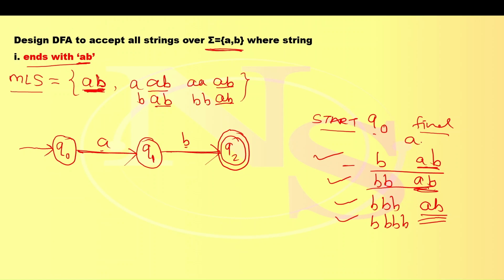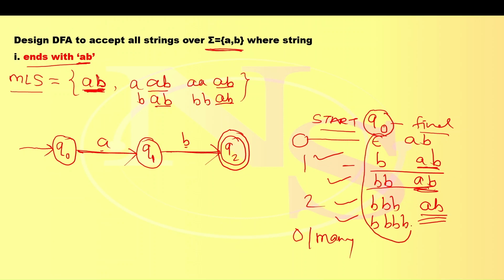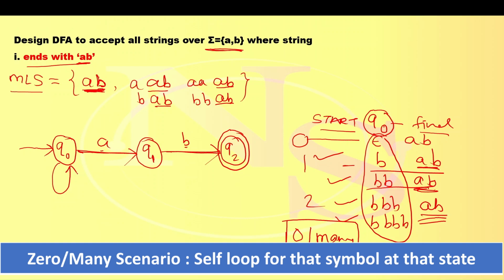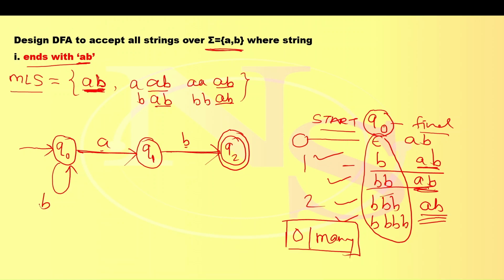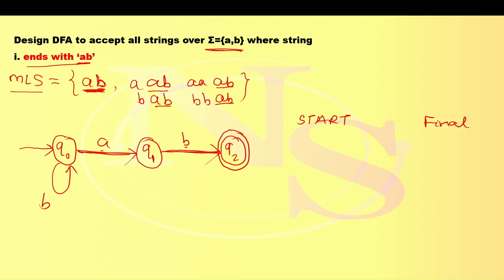Or we can say, if the path from Q0 to final is AB, and no B's are coming, no B means what? Epsilon. It means Q0 is looking for 0 B's, or 1 B, or 2, or many B's. Hence at state Q0 the scenario is 0 or many B. And as we explained in all my previous videos, if there is a scenario of 0 or many, simply give the self loop, for symbol B. Now Q0 becomes deterministic.